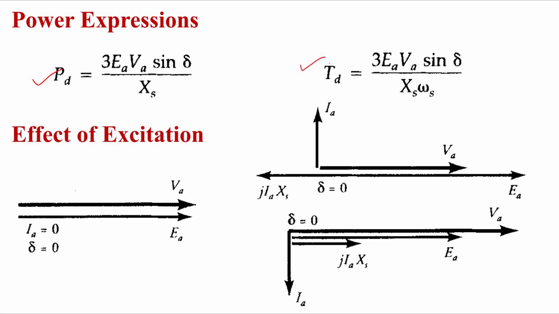Now we'll see the effect of excitation. We know this power expression, which is equivalent to the synchronous generator, right? This power developed is equal to 3 E_A V_A sin delta by X_S. So here the assumption is that R_A is neglected, almost equal to 0. Okay. So this expression gives P_D, and T_D, of course, the developed torque, is equal to P_D by omega_S, right?